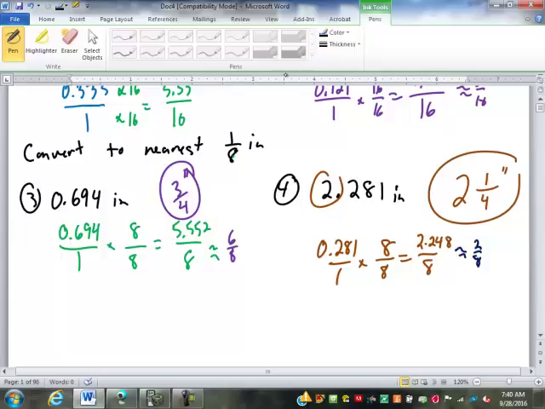Okay, so we left off last class. We talked about these length measurements. Oh, I got one question. Yes. I did 281 divided by 1/16 or 1/8. Okay. And I got 18 and 0.248. And then I just leave the 18 and this 0.248 over 8. So I got it right, but I didn't put it into a fraction.